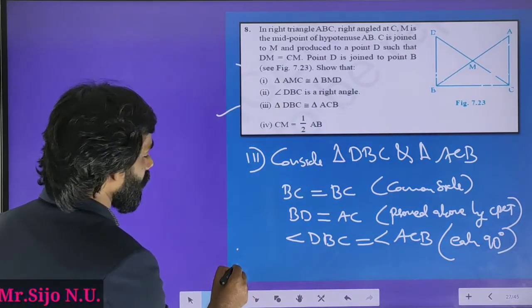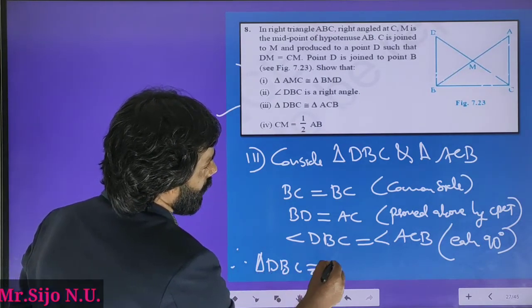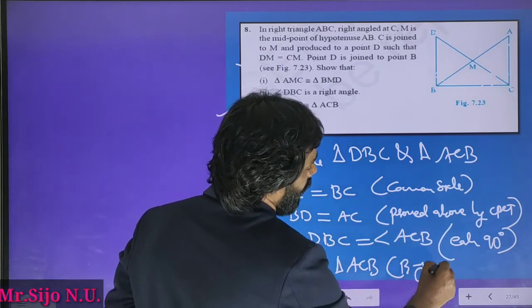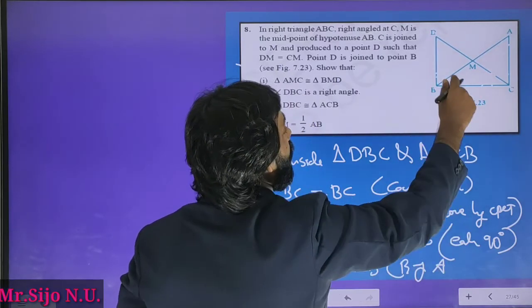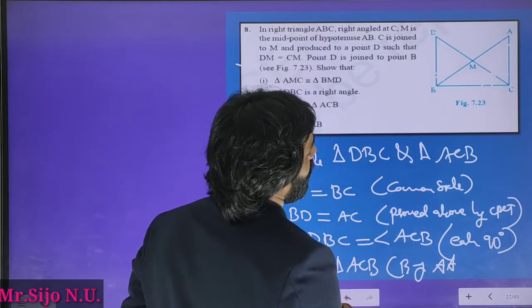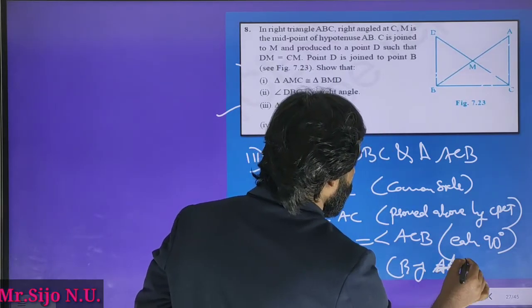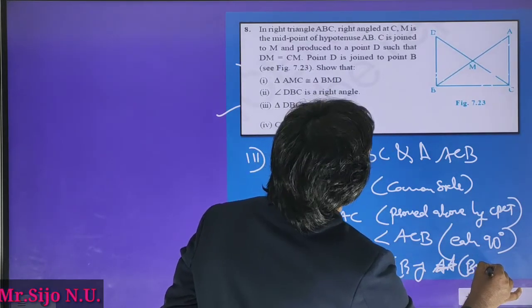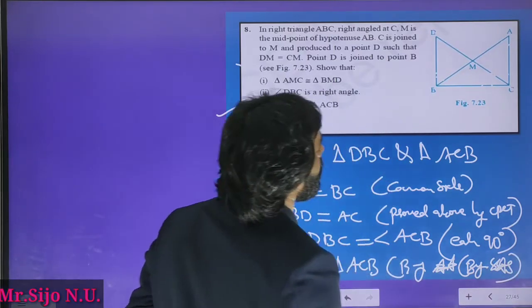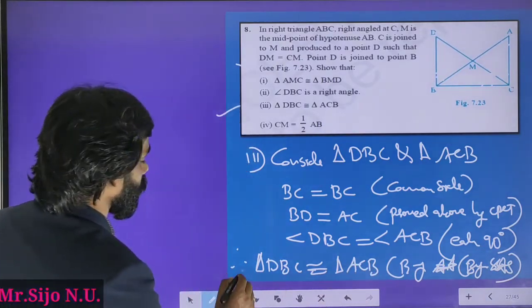Therefore, triangle DBC is congruent to triangle ACB. Which rule? By SAS. Okay, by SAS. So that we proved.